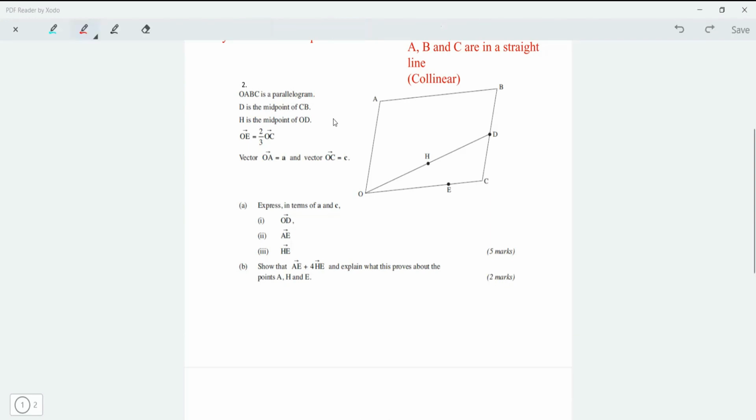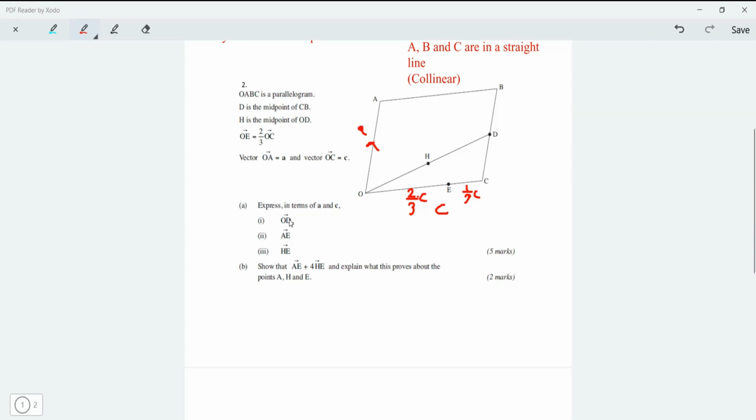So OA is A. To go from O to A right here, this is A up here. Let me write that a little bit better. This is A. And then they tell us that to go from O to C is C. Now remember, OE is 2/3 of OC. So it's 2/3 of C, that's OE, and EC is just 1/3 of C, but the whole distance is C.